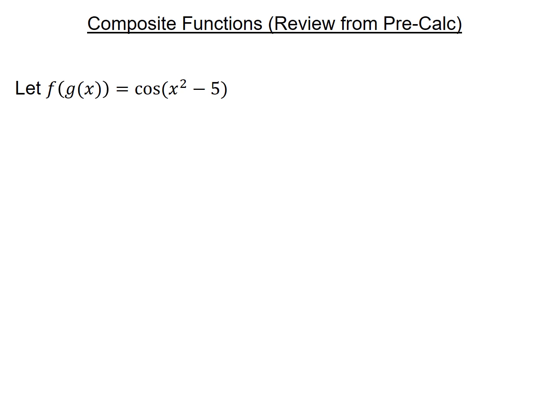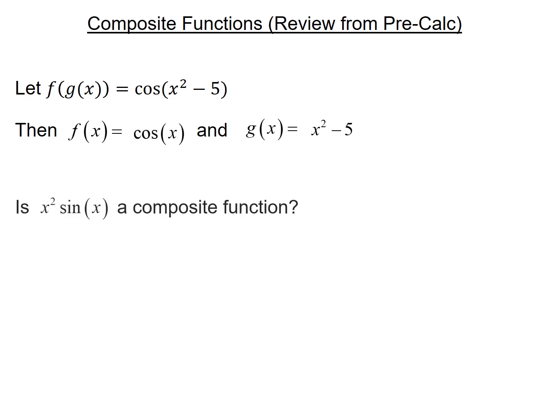So let's say I give you a composite function, f of g of x, cosine of x squared minus 5. I want you to identify the functions f and g. So our outer function f is cosine, our inner function g is x squared minus 5. And here's just a quick question: is x squared sine of x a composite function? And the answer is no, it's a product of two functions. And that's really important to distinguish between the two because it's easy to get mixed up.